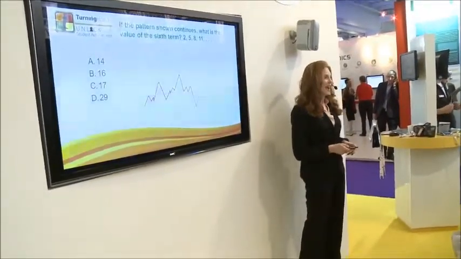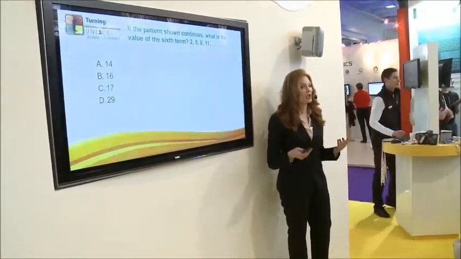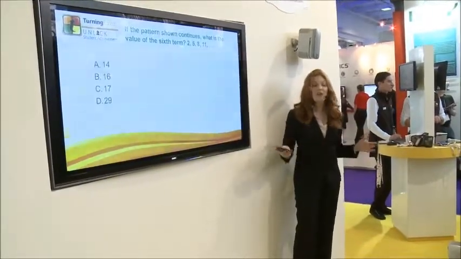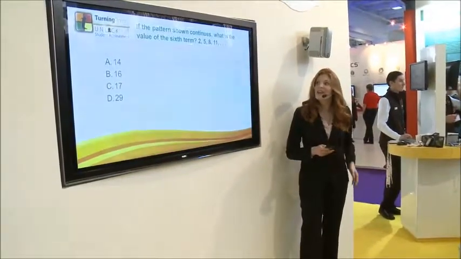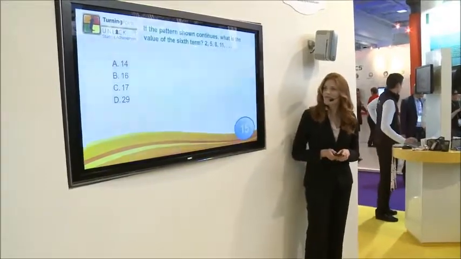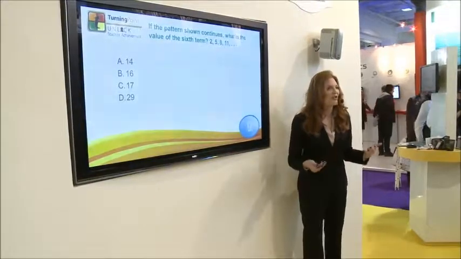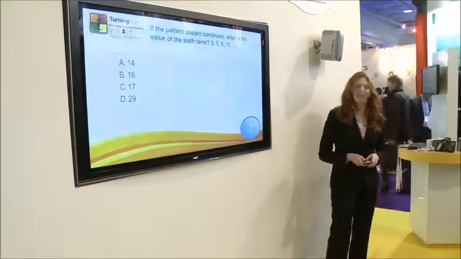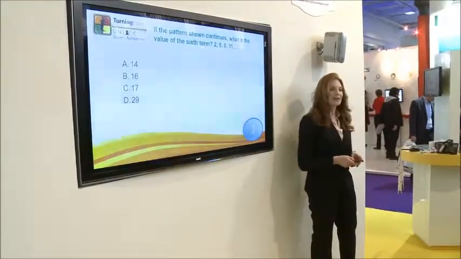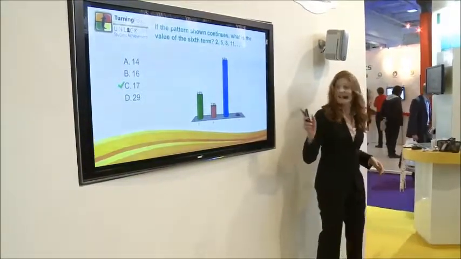First off, math. Okay? If the pattern shown continues, what is the value of the 6th term? It's a bit of a tricky question, so read it carefully. 2, 5, 8, 11, and then the value of the 6th term would be what? 14, 16, 17, or 29? Whatever answer you put in last will be your final answer once the counter's done. So you've got time to change it if you like. Couple seconds left. Here we go. Okay. Well done. That's a pretty good range there.